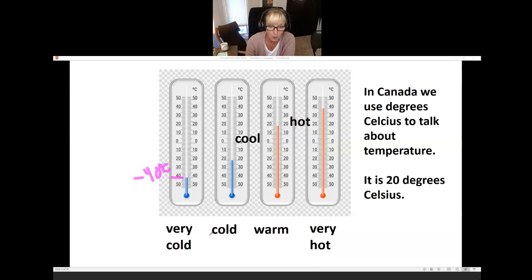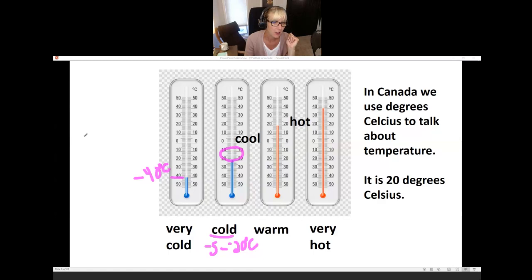And then I have cold. Maybe cold is minus 5 to minus 20 degrees Celsius. That's cold. If you come from a hot country, minus 5 to minus 20 degrees Celsius feels very cold. It can be colder, minus 40, but it's cold.